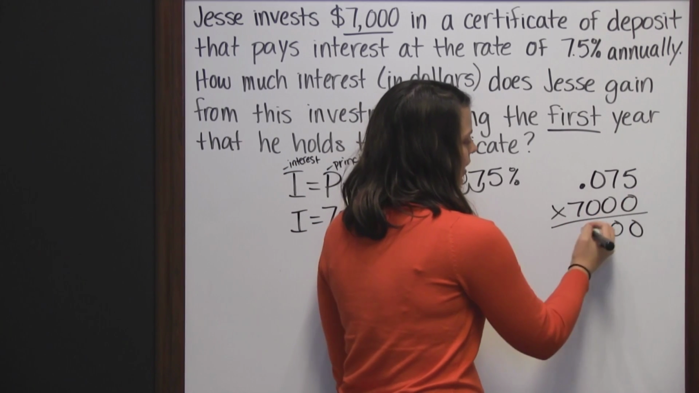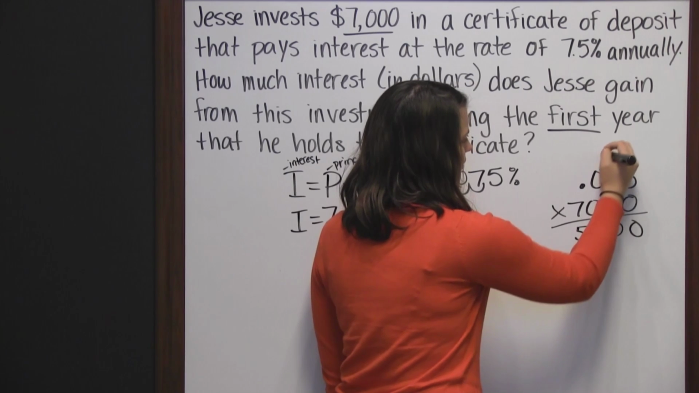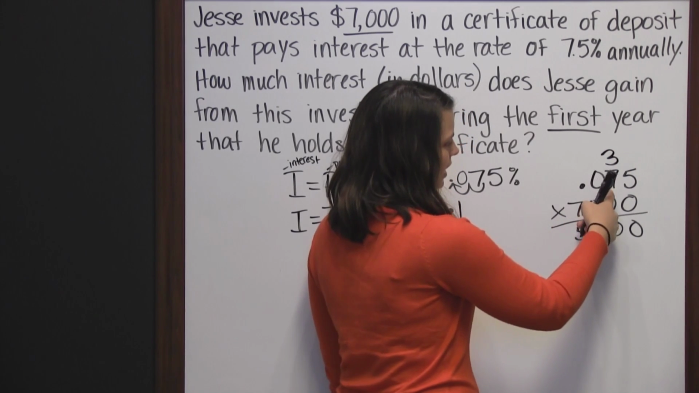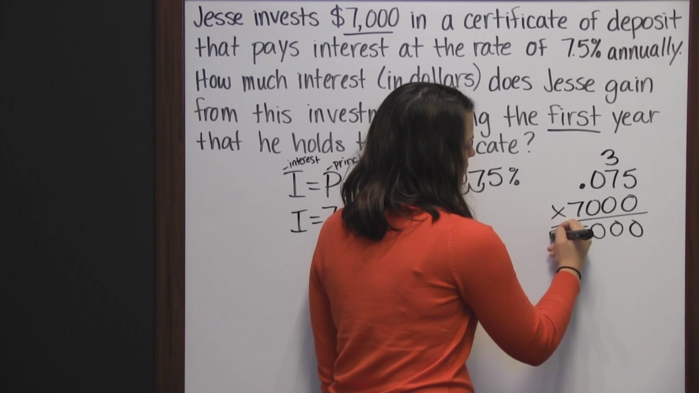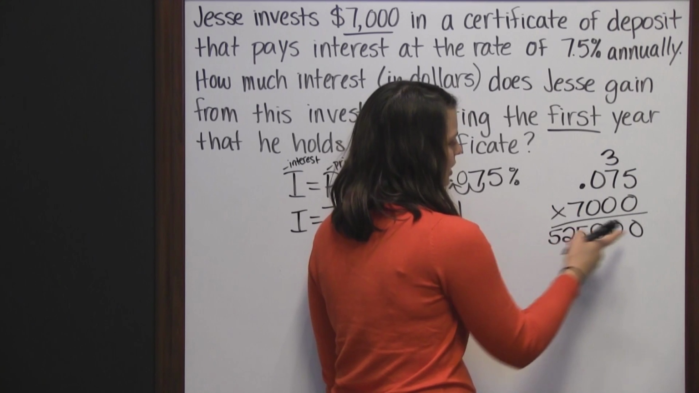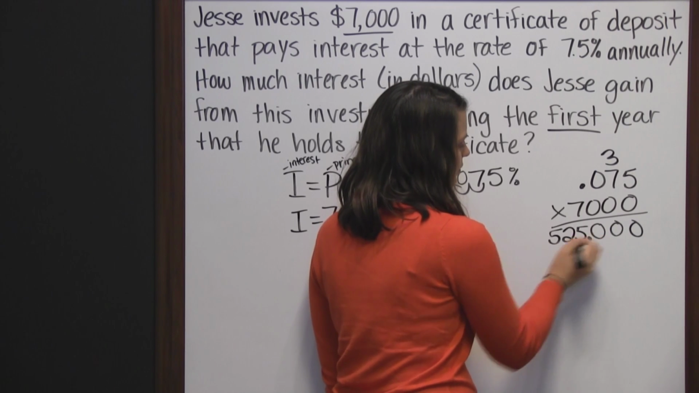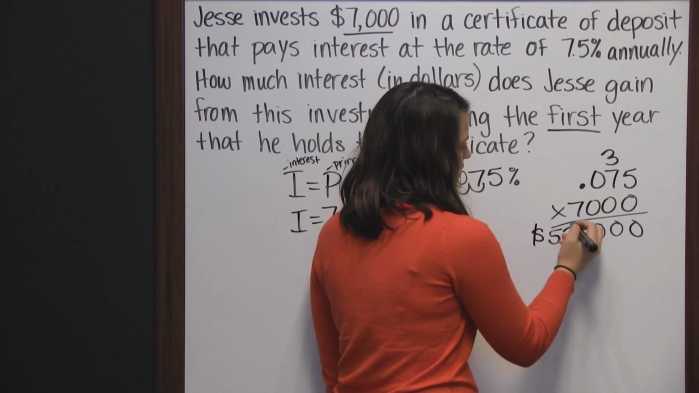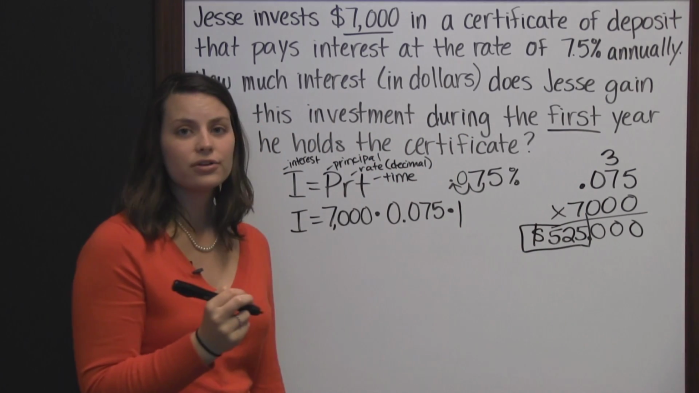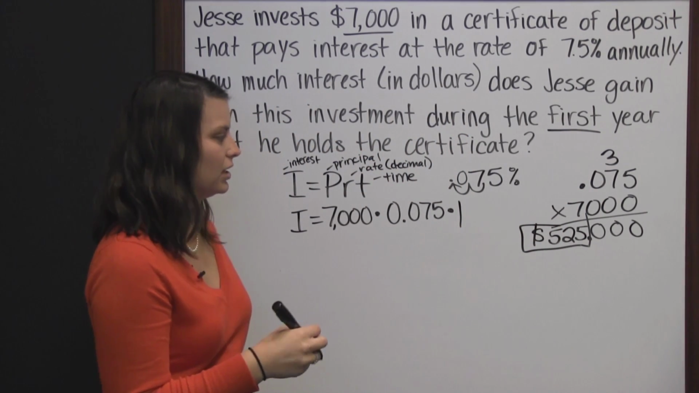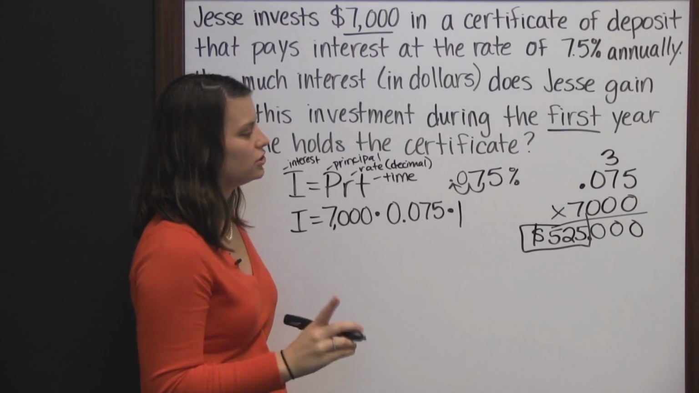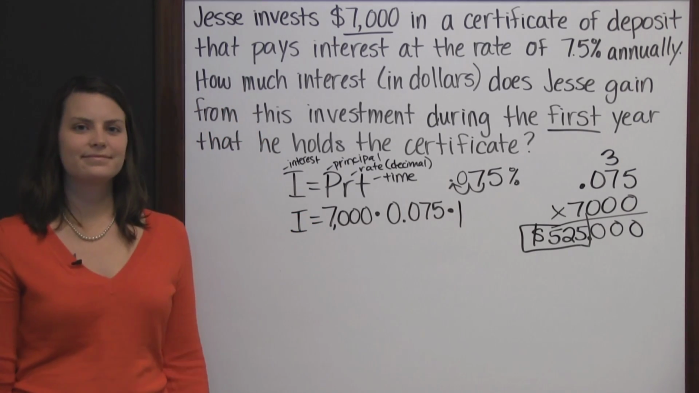So 7 times 5 is 35. Write the 5, carry the 3. 7 times 7 is 49, plus 3 is 52. And then we have 3 numbers behind the decimal, so 3 numbers behind the decimal. And that means that he's going to make $525 off of his investment. So that's the number you would need to bubble in, is 525.